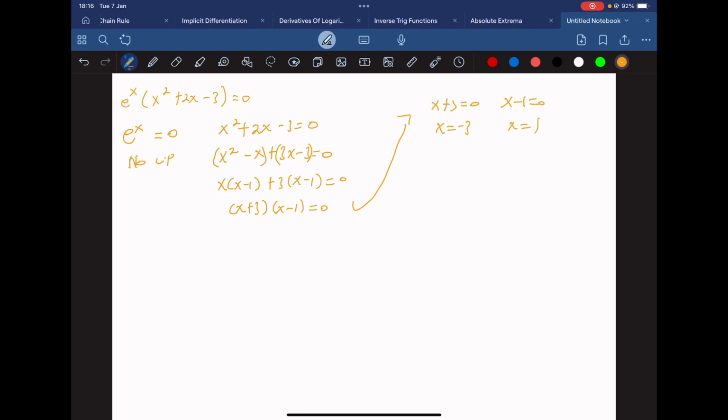So the critical points of our function are x is equal to -3 and x is equal to 1.